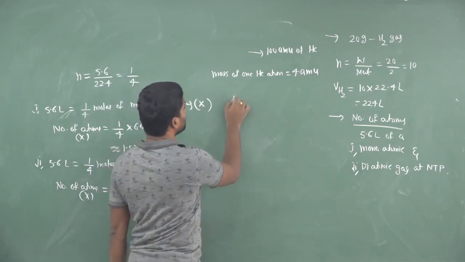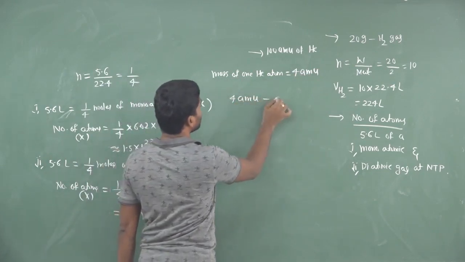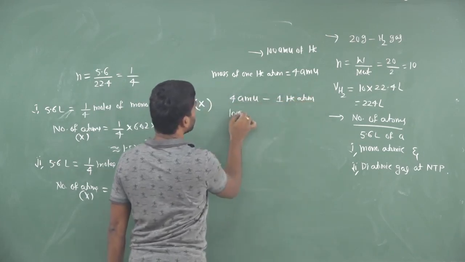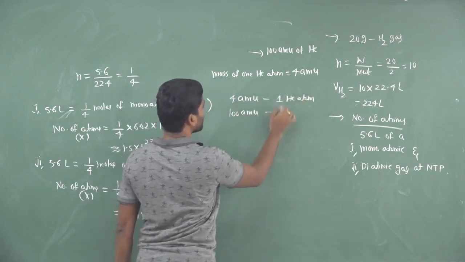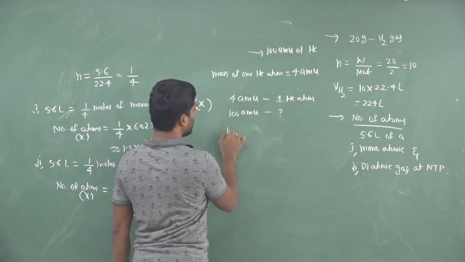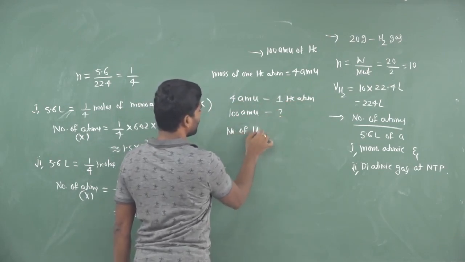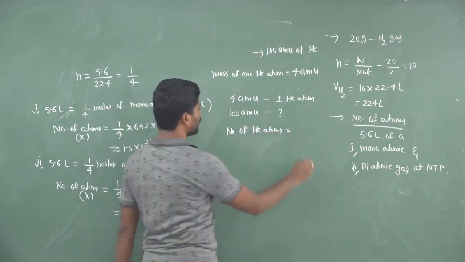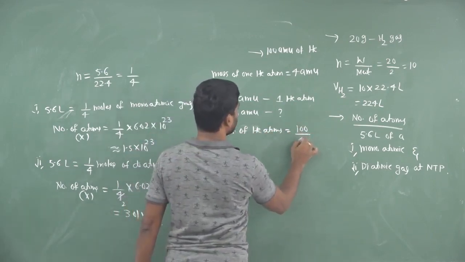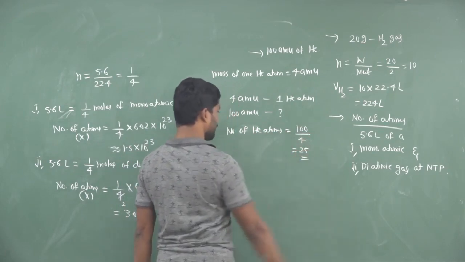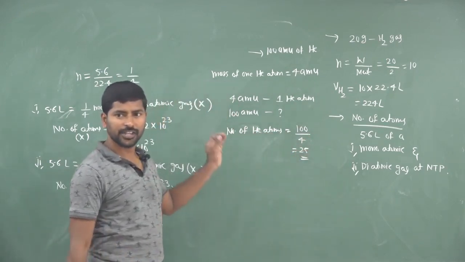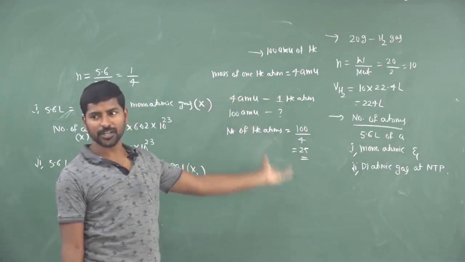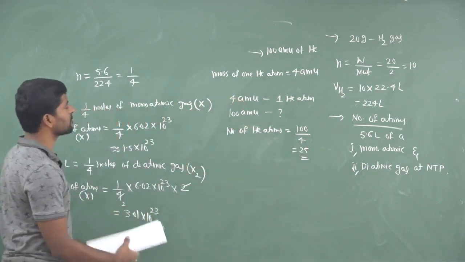So in 4 atomic mass units, how many helium atoms are present? One helium atom is present. Then in 100 atomic mass units, how many helium atoms are present? Number of helium atoms is 100 by 4. So that is 25. Each helium atom mass is 4 atomic mass units, so 25 helium atoms mass is 100 atomic mass units. Okay.